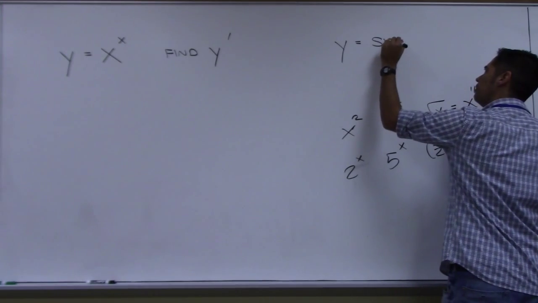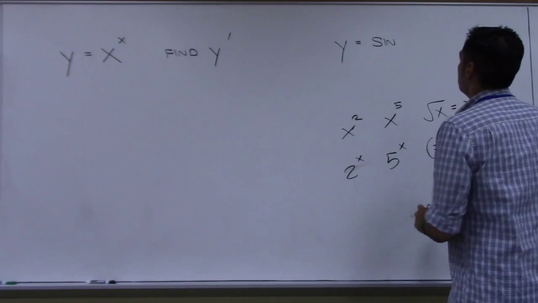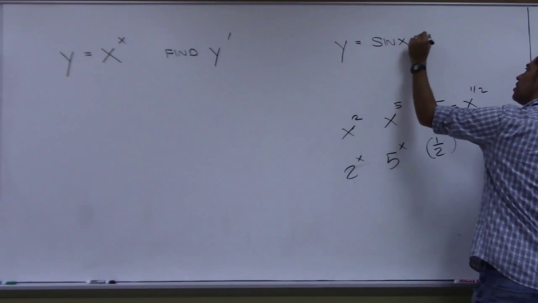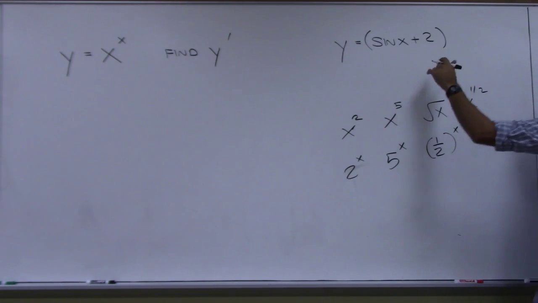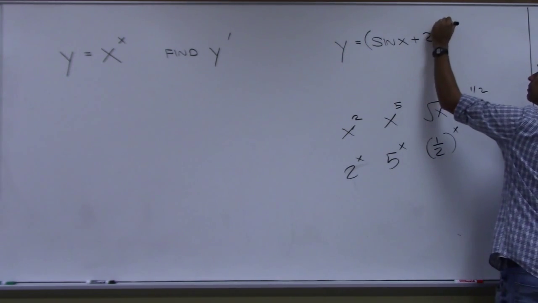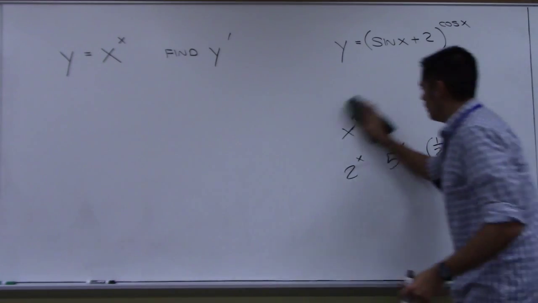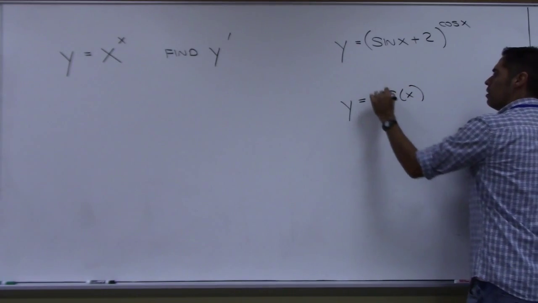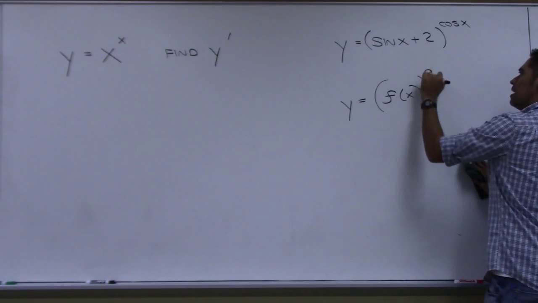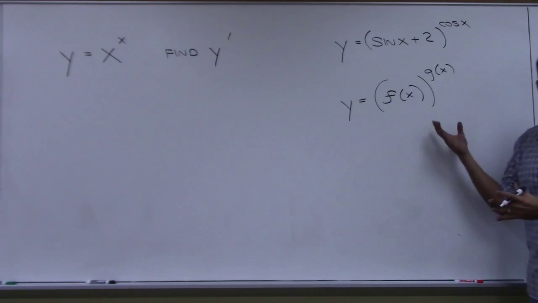Sine, no, I better not use sine. Well, I guess I could do that. Sine x plus 2. I've got to keep it positive, keep it from becoming a negative value down here. And then make the top cosine x. So I could do anything I want. I could do any function of x raised to any other function of x. And there's not really a categorical name that we use for these.